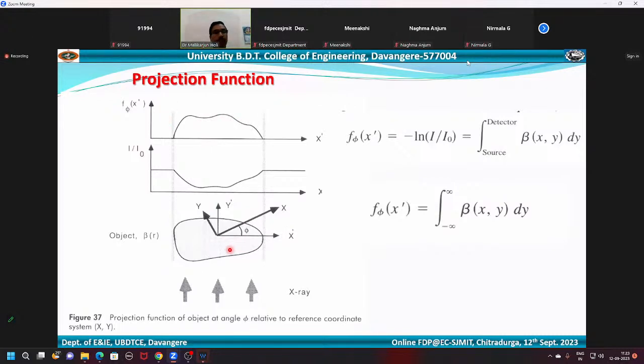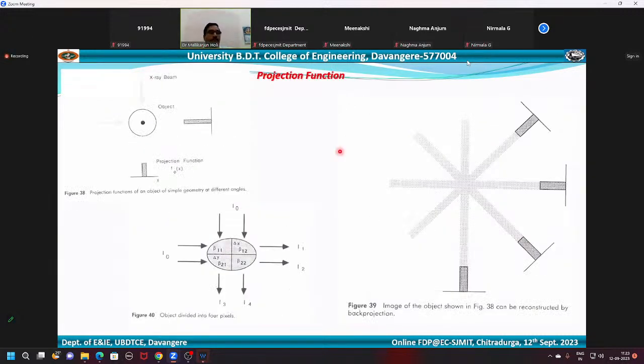Okay. Suppose I have one projection function for an object. How can I reconstruct the image of that object? That is what we call the reconstruction technique. X-rays are exposed from this side on the object, and I get one projection function. If we pass X-rays from the other side, we may get another projection function.